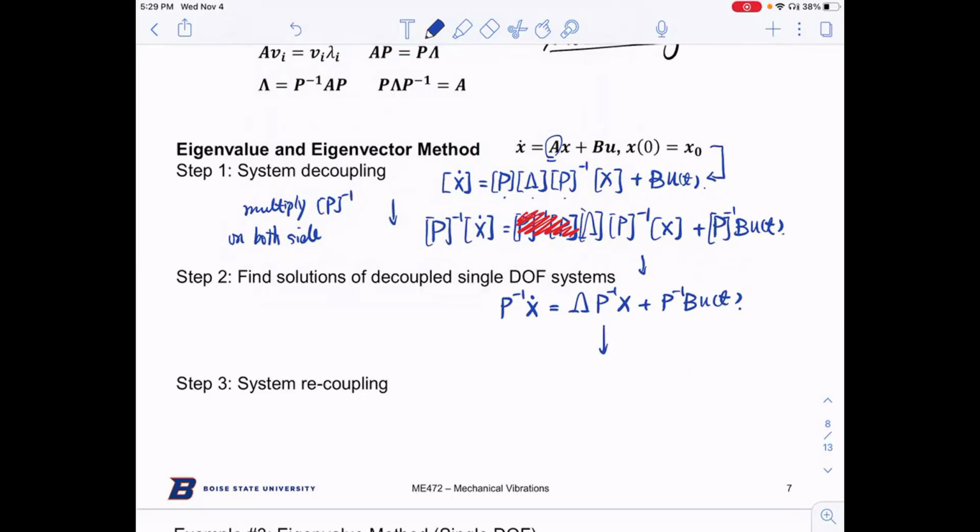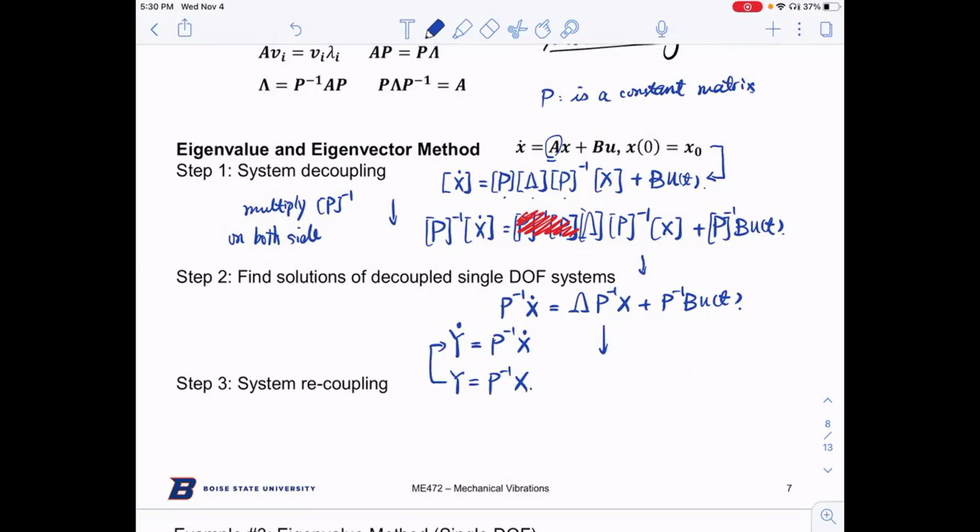So then we do something even trickier. We assume a new state variable, y. Your y is P inverse x, because we know that your P is a constant matrix. So it has nothing to do with time. It's just constant coefficients. So that means when you do time derivatives, you can leave the P inverse. You can treat it as a constant. You just need to do the time derivative for the x only.